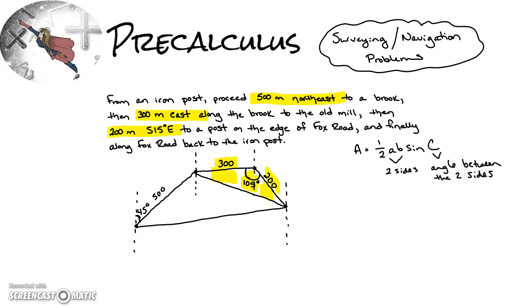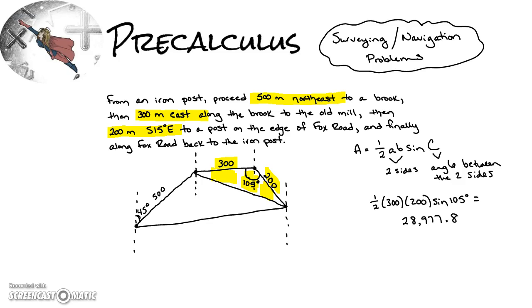So that'll be a grand total right here of 105 degrees. So that triangle is going to have an area of 1/2 times 300 times 200 times the sine of 105 degrees. And you can just do that in your calculator. And that ends up being equal to 28,977.8.